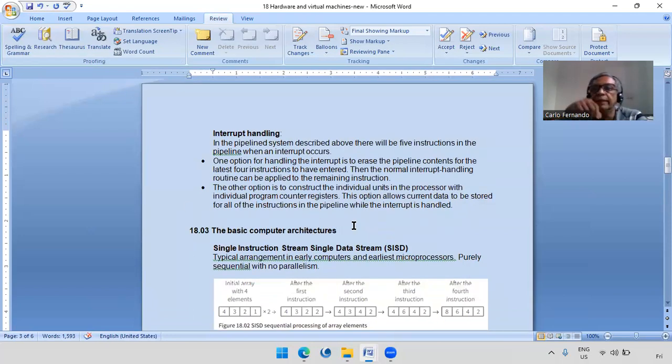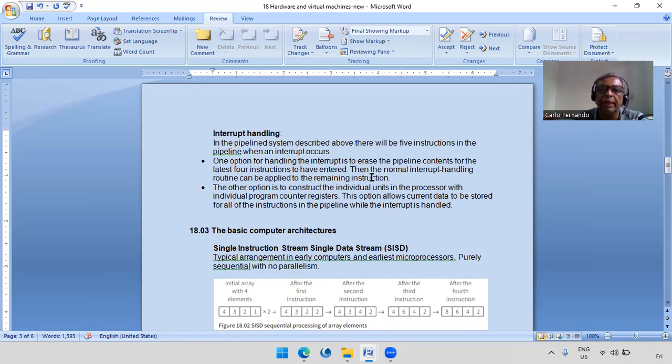Then what about interrupt handling at this point? Interrupts are also coming, signals coming in while the instructions are being carried out. In the pipeline system described above, there will be 5 instructions in the pipeline when an interrupt occurs. So one option for handling the interrupt is to erase the pipeline contents for the latest 4 instructions to have entered. Keep the current one, finish it, and erase the last 4. Then the normal interrupt handling routine can be applied to the remaining instruction.